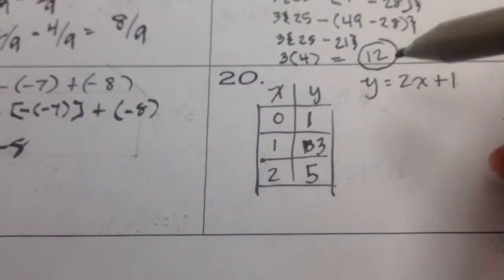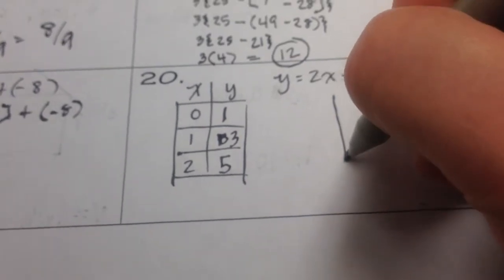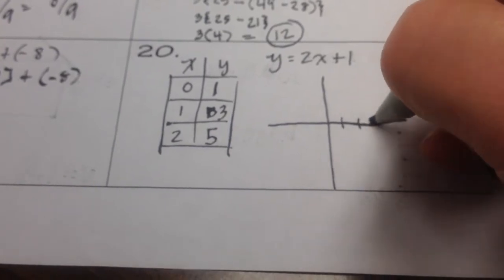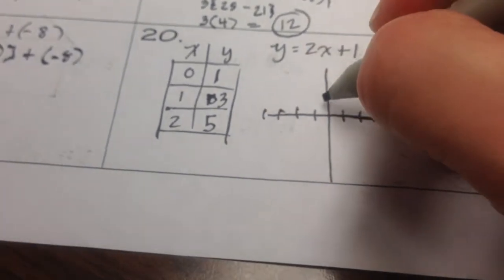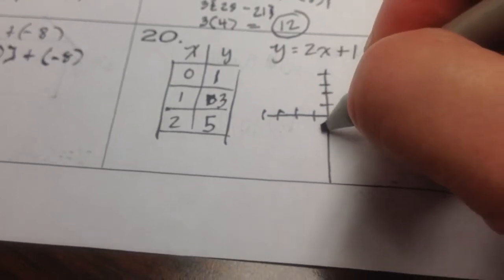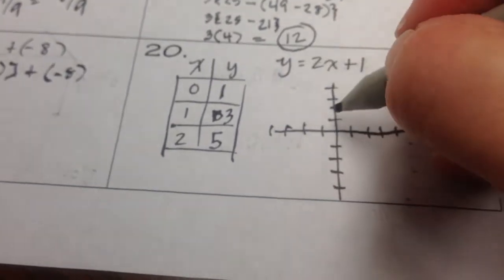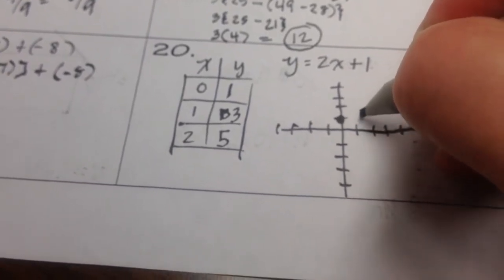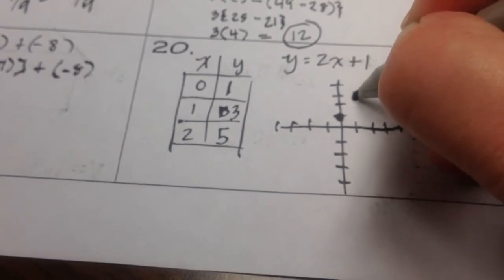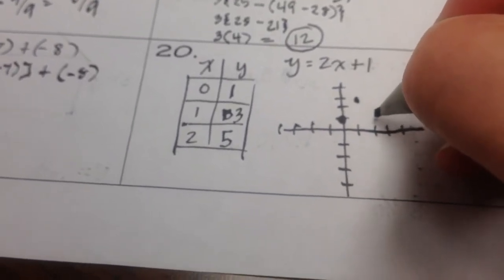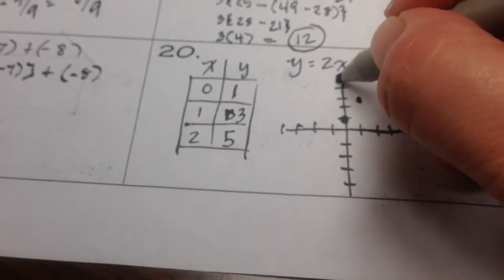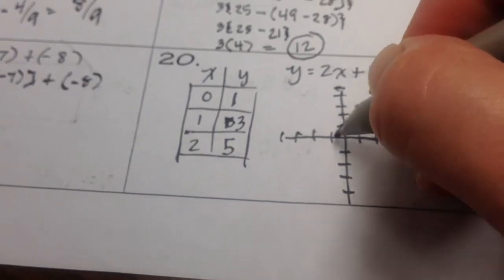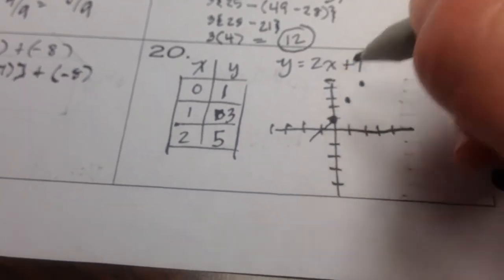So, now on a coordinate plane, let's see if I can do this one-handed. All right, bam, bam, bam, bam. That's my x. Here's my y. All right, so the first one is 0 and 1. Then I have 1 and 3. And then I have 2 and 5. 1, 2, 3, 4. Oop, put another mark up there. 2 and 5. And then draw a line through it, which is going to be terribly crooked one-handed.